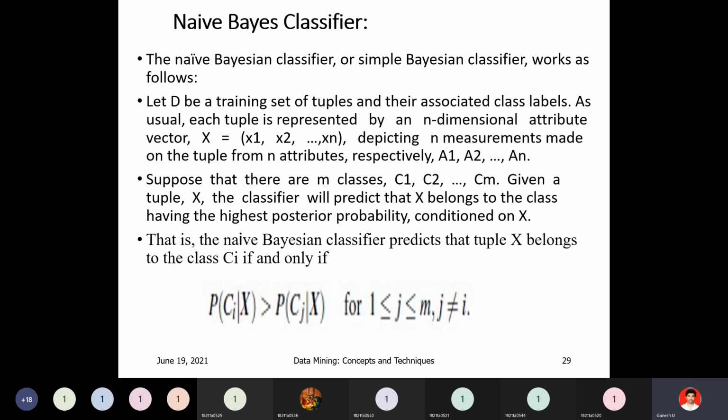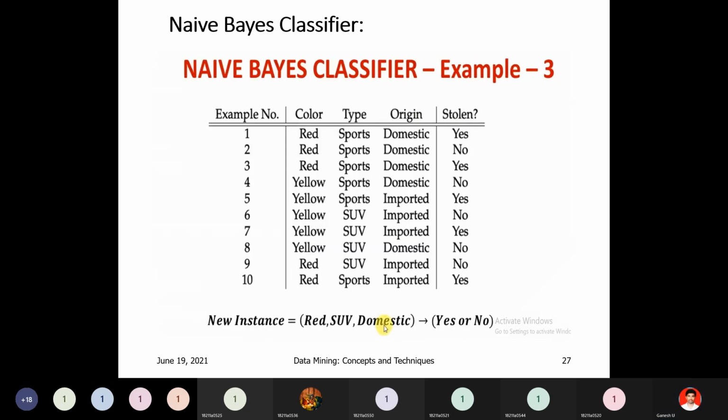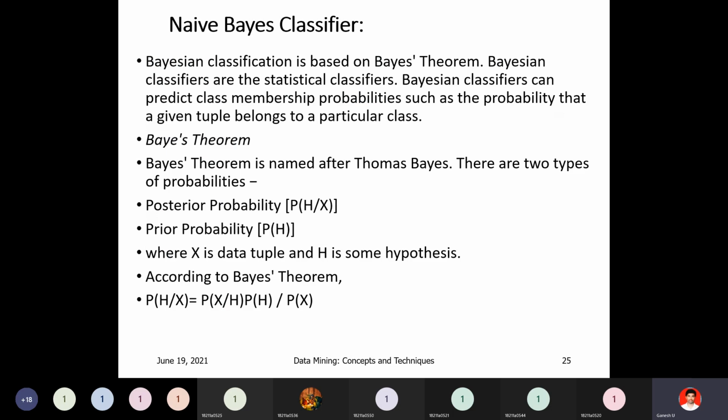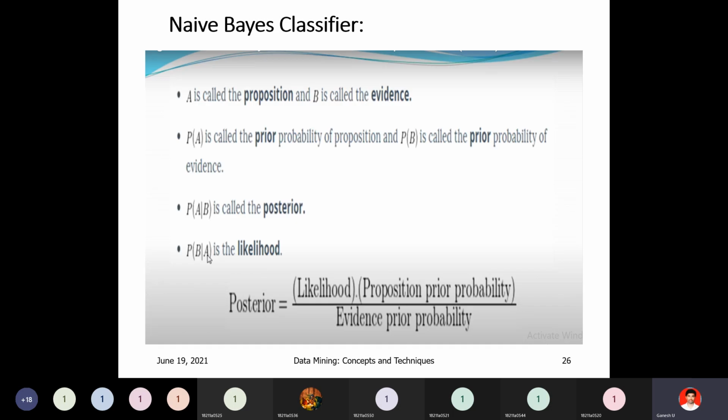What is the naive Bayes classifier? Classification we can do by using the naive Bayes classifier. For all probabilities you have to use this formula: P of h given x is equal to P of x given h into P of h by P of x. You already saw this formula in math to find the probability. So P of a given b equals P of b given a into P of a by P of b. This is the posterior equal to likelihood into prior probability by evidence probability, or marginal probability.